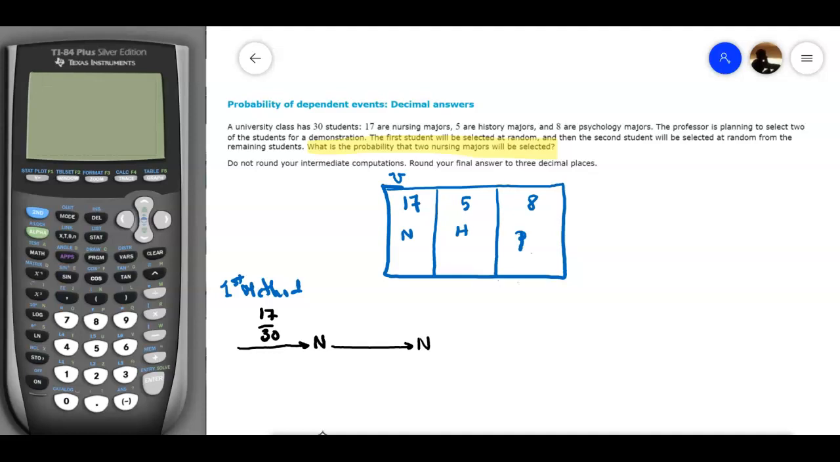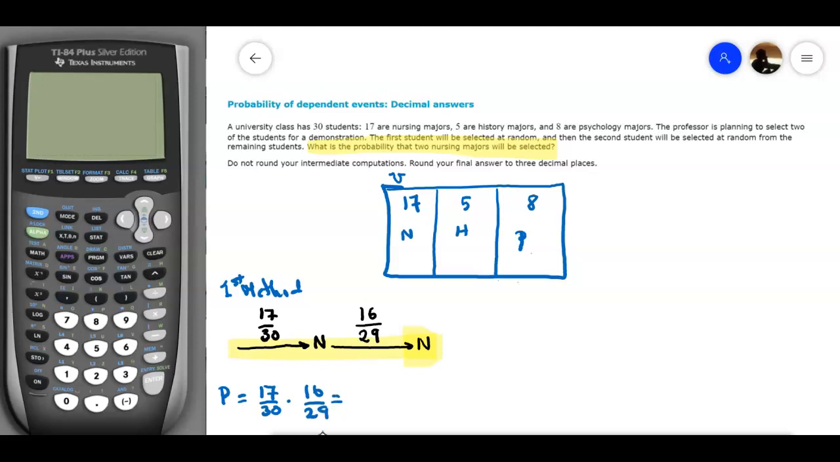And now you realize that you don't have 17 nursing students anymore because you took away one, so there are only 16 nursing students, and there are only 29 students. All right, so you're going to do this and this. So the probability will be the multiplication of these two events, and the probability that you're looking for, selecting 2 nurses, will be equal to 17 over 30 times 16 over 29.